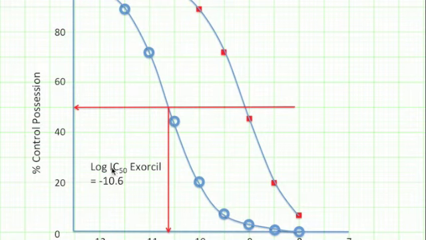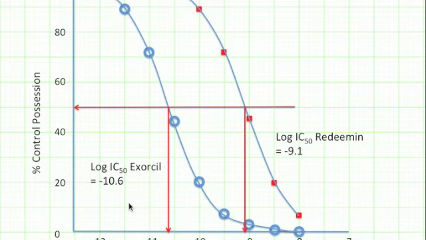That gives us log IC50 values because we've got a log concentration scale here, and for Exorcil we get a log value of -10.6. We do the same for redeemin, and the log IC50 here is -9.1. So what does this tell us? Well, it tells us that Exorcil is more potent than redeemin. The parameter we're using to characterize potency is IC50, and Exorcil has a smaller IC50, so a more negative log IC50 than does redeemin.